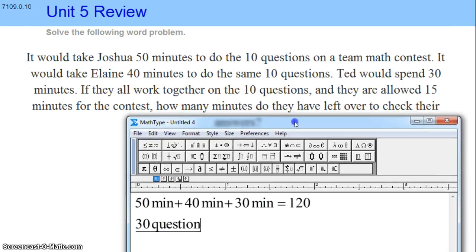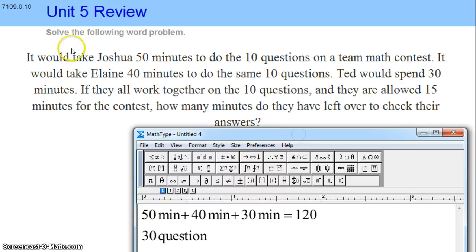Think for a sec why that's wrong. Well, in 50 minutes, if they're working simultaneously, Josh will have gotten 10 questions done. Elaine will have finished her questions 10 minutes ago, and Ted will have finished his questions 20 minutes ago. So there'll be at least 30 questions done in just 50 minutes, not 120 minutes. And then, if there are more than 10 questions on the exam, Elaine could have gotten started on more, and Ted could have gotten started on more. So this is wrong, right? They're going to do way more than 30 questions in 120 minutes.